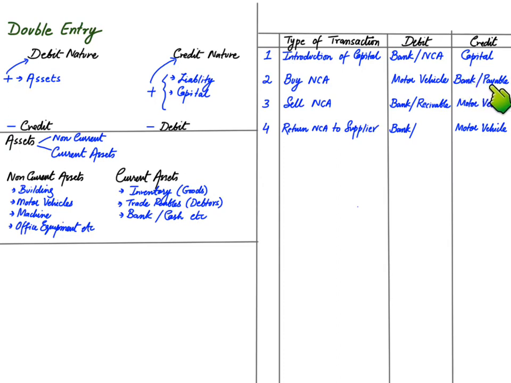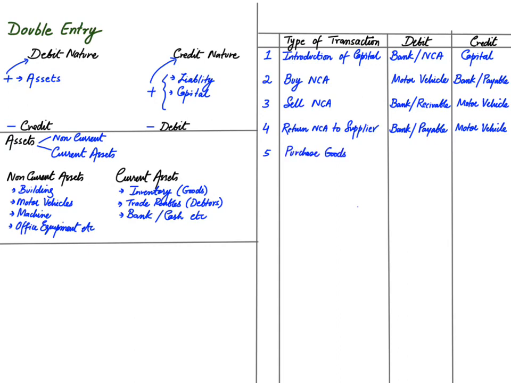As we have already returned the asset, our liability decreases. The nature of liability is credit, and whenever we are decreasing a liability, it will be debited. So payable, or the name of Mr. Ahmad Motors, will be debited.